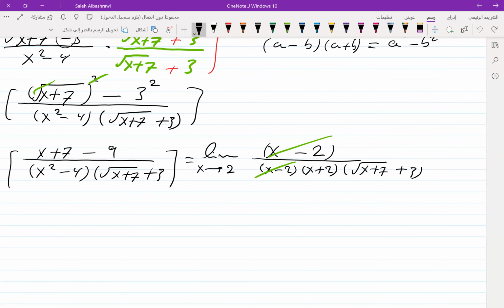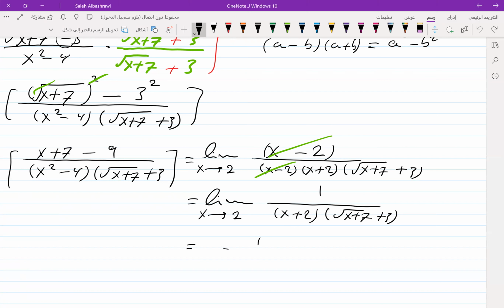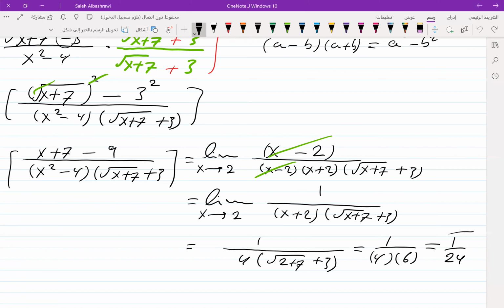So this is limit of 1 divided by x plus 2 multiplied by square root of x plus 7 plus 3 as x goes to 2. Now replace x by 2, you will have 1 divided by 4 multiplied by square root of 2 plus 7, which is 9, plus 3. This is equal to 1 over 4 multiplied by 6. So it is 1 over 24. So the limit for this function is equal to 1 over 24.